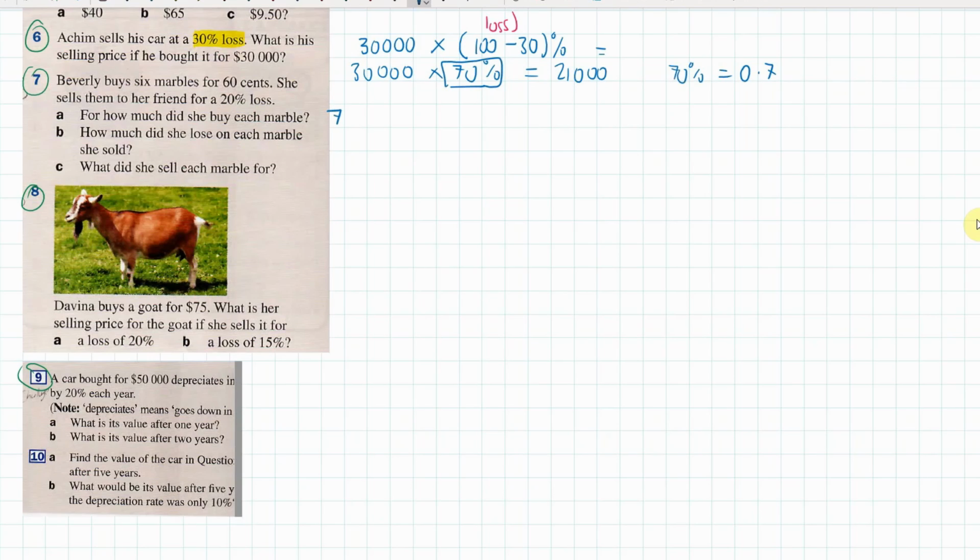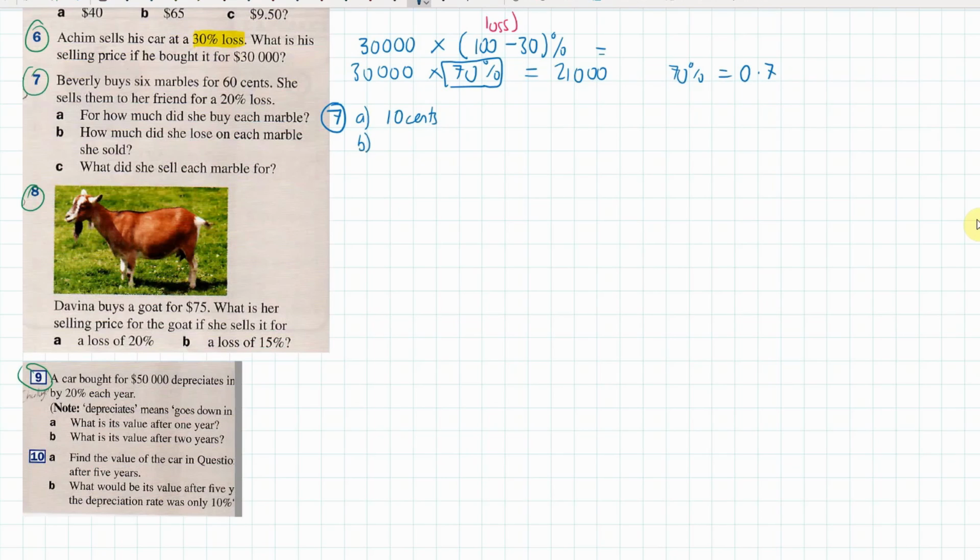Now let's move on to number 7. Beverly buys 6 marbles for 60 cents and she sells them to her friend for a 20% loss. How much did she buy each marble for? Okay, so she's got 6 marbles there, 10 cents each, because she bought 6 for 60 cents, right? Okay, that's nice and easy.